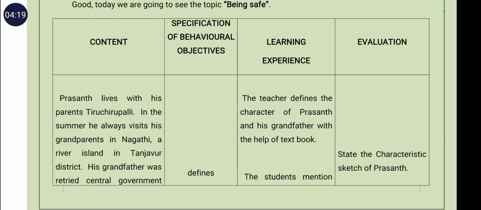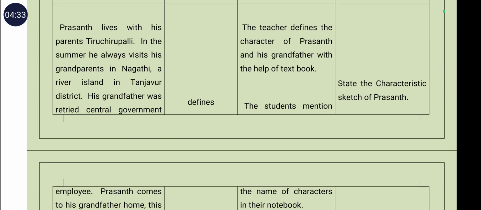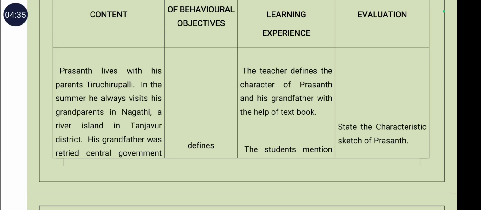And the fourfold objective starts now. So your content page should be classified into 4 different columns. The first one is content, then specification of behavioral objectives, then learning experience, and the last one is the evaluation column. So in the content column, as usual, you can mention what is given in the textbook.